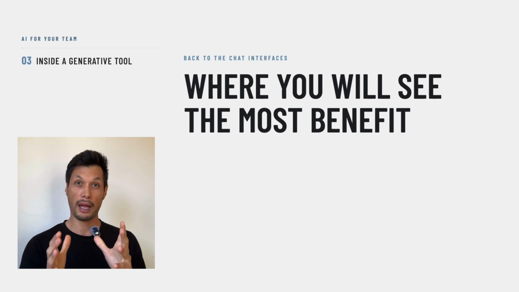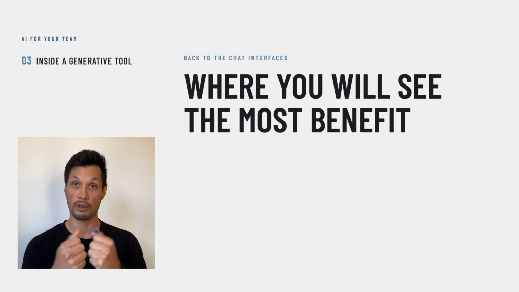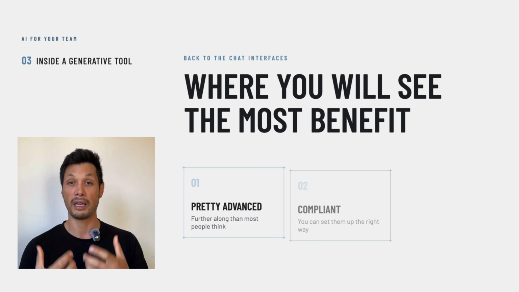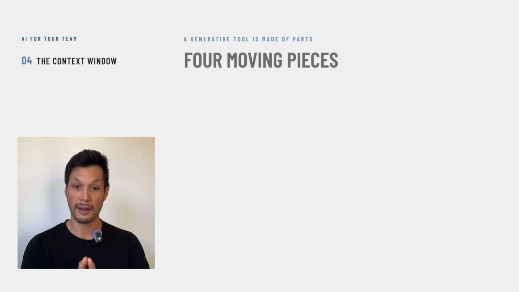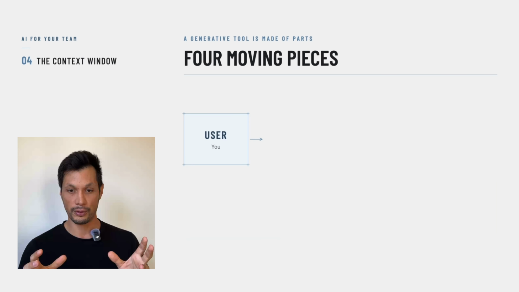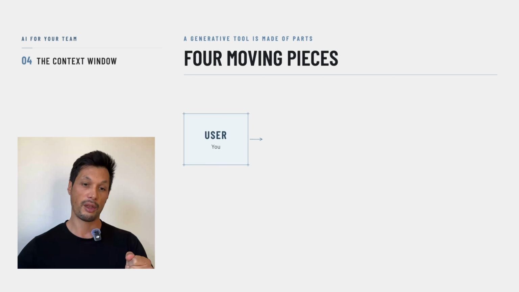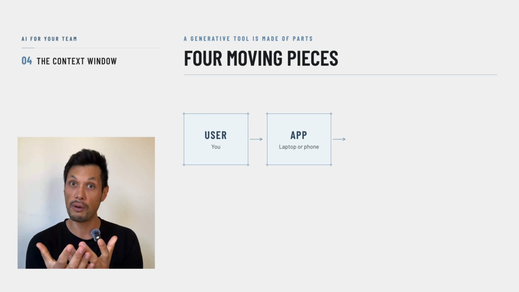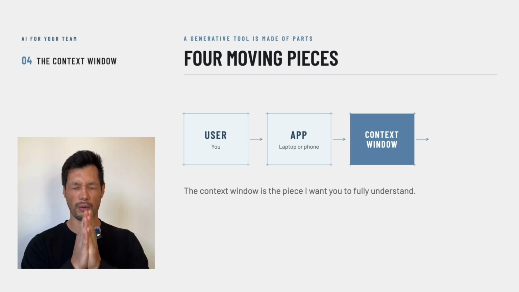Now we're gonna go back to the generative tools, the chat interface tools, because these are the ones that you're gonna see the most benefit in the short term. They are pretty advanced, and if you set them up in a compliant, secure way, you're gonna see the most benefit right away. So these are composed of different parts. There's the user, there's the app, which is the interface, the computer you're using, or your phone if you have it on your phone. There's something that we call context window, which is key.